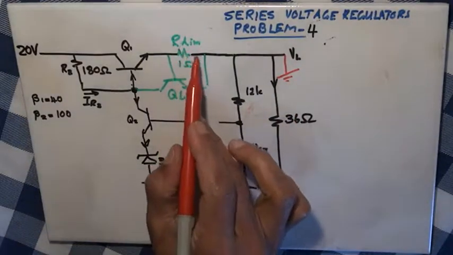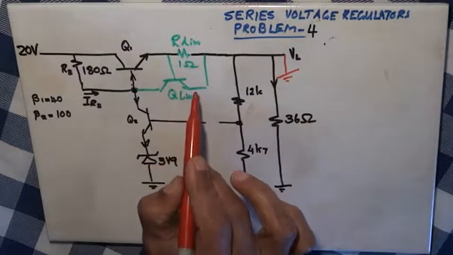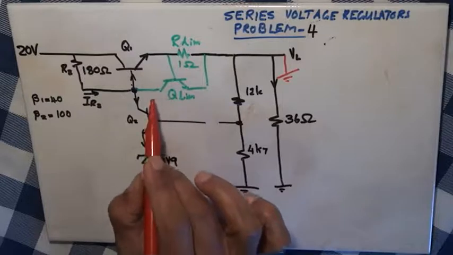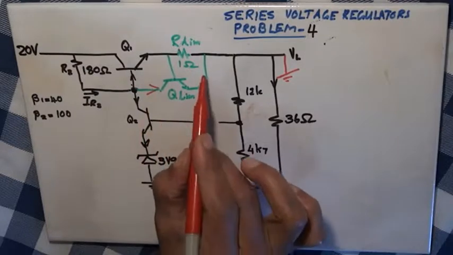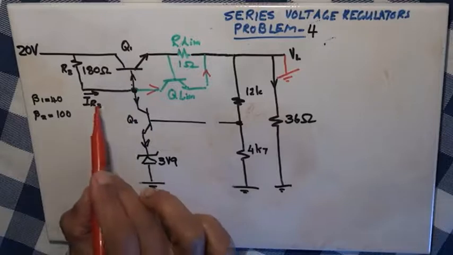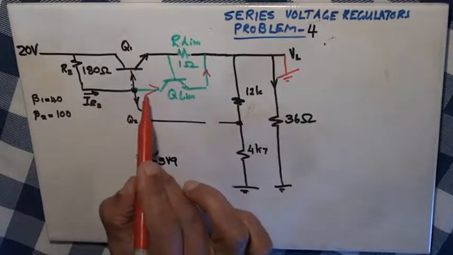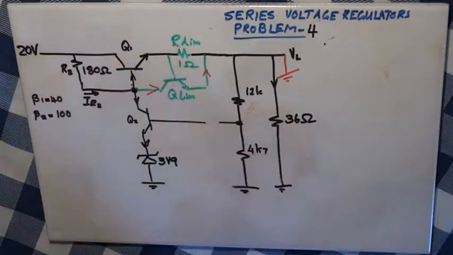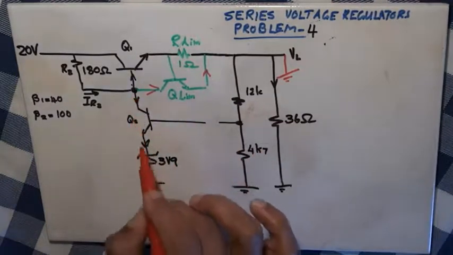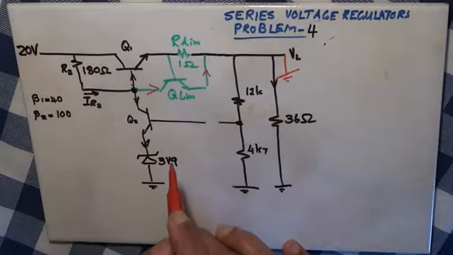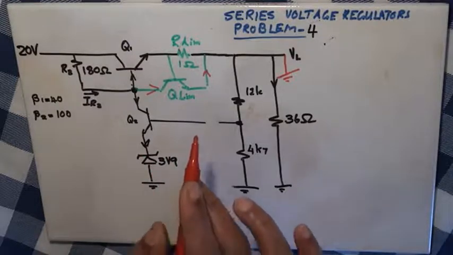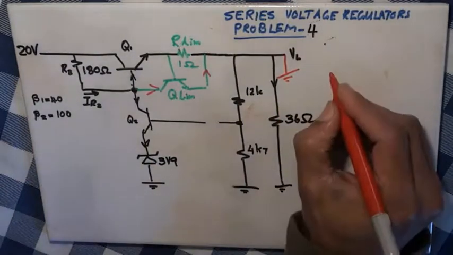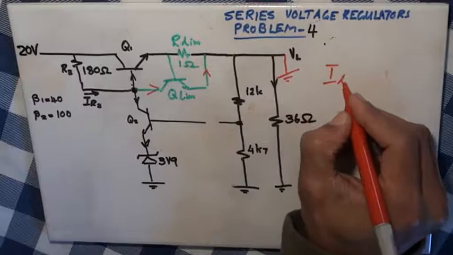Current through R limit exceeds the required VBE of Q limit, and Q limit is going to switch on and conduct. So IR3, which is coming in, will be taken away by Q limit, and the operation of the voltage regulator is going to halt. So what will be the maximum current that can flow at short circuit? We call it I limit.